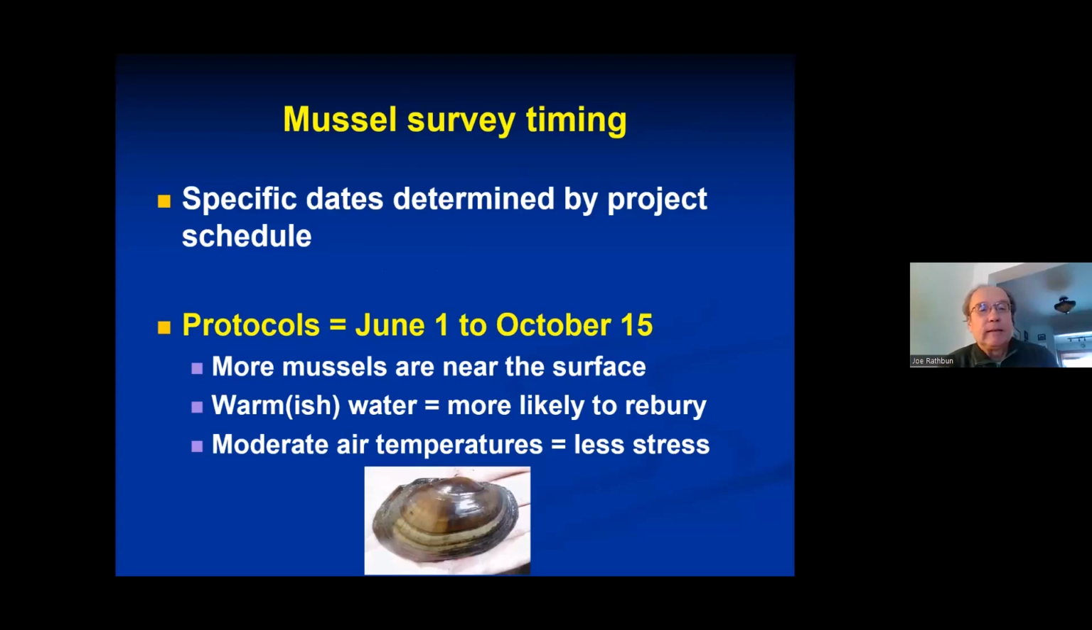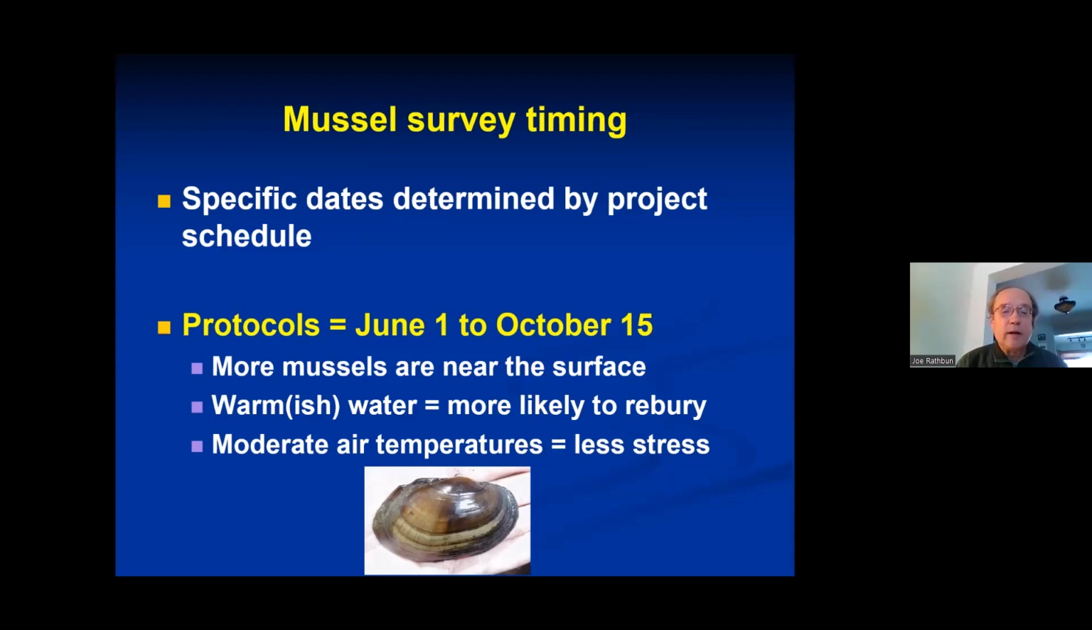Survey timing. Of course, specific dates will be determined by the project schedule, but in general, we really like people to work with mussels between June 1st and October 15th. That's when the water temperature is warm enough that mussels will be near the surface. In the winter, a large majority of mussels will bury themselves, not deeply, a few inches, but they'll be much harder to see and salvage if you go out when the water is still very cold.